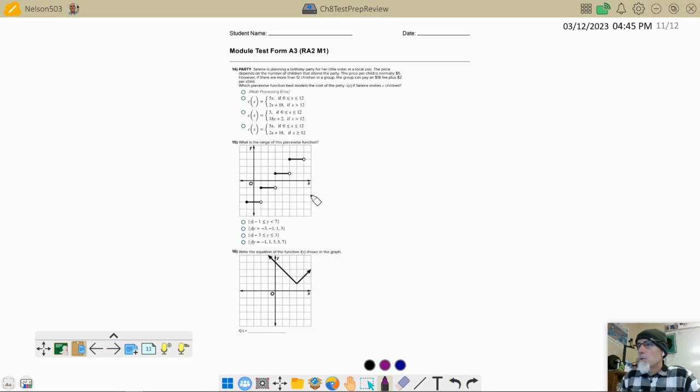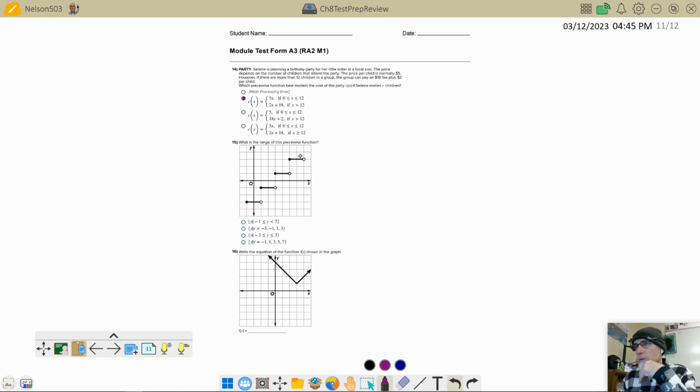Let's see, number 14. They're planning this birthday party. It says they charge $5 for every kid between 0 and 12 kids showing up. So it's either this one right here or the last one. Boy, I hope it's not this one that I can't read. Then it says they'll charge a flat fee of $18 and $2 per child. So that's this one right here, $2 per child plus 18.